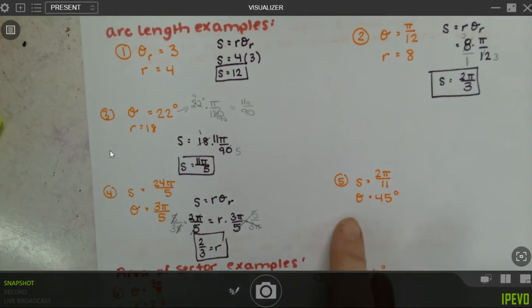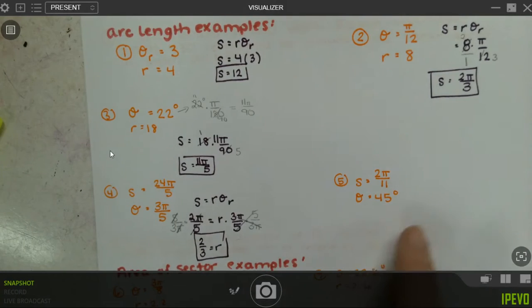All right, so pause the video and do number 5. Notice that this is in degrees. So you're going to have to switch from degrees to radians and then use the formula.